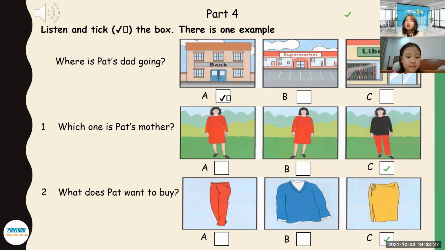Okay, I don't think that we need to check this one again because it's quite easy for you. So which one is Pat's mother? Does she have curly hair? Yeah, she does. And what is she wearing? She's wearing red trousers. Okay. And number two, what does Pat want to buy? A skirt. A yellow skirt. Okay, but let's see if I'm right. Yes, she wants a yellow skirt.